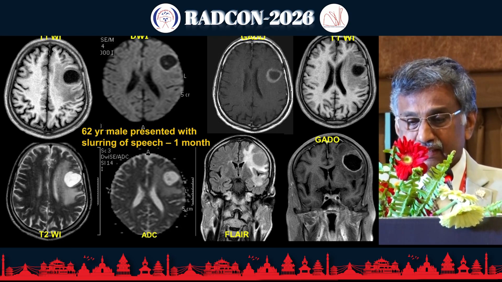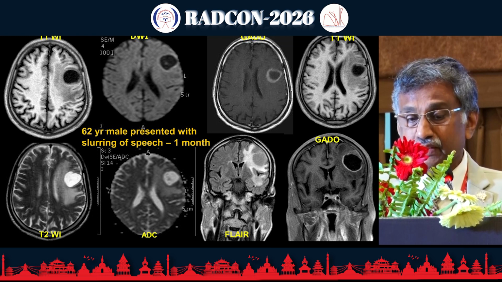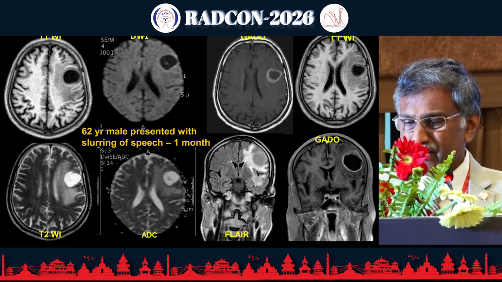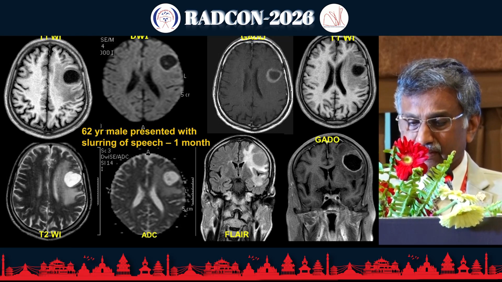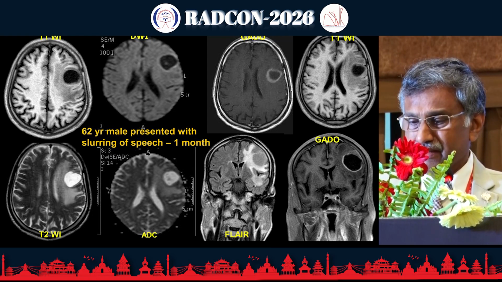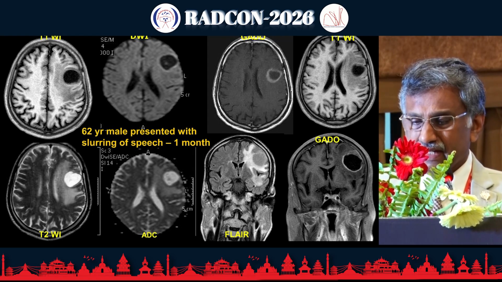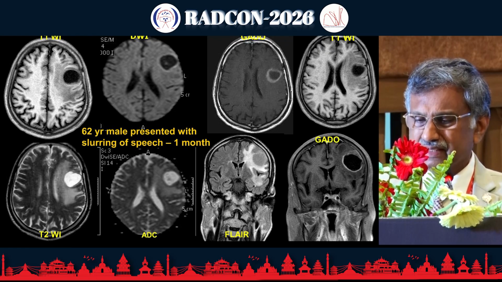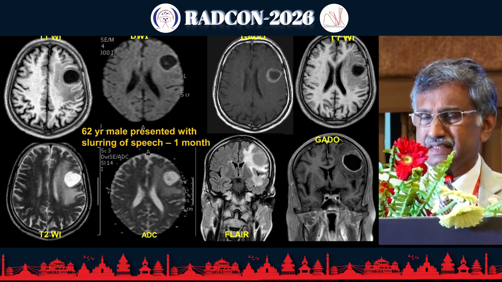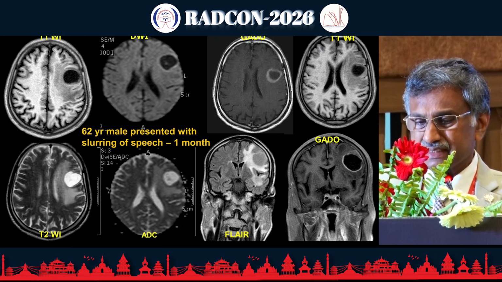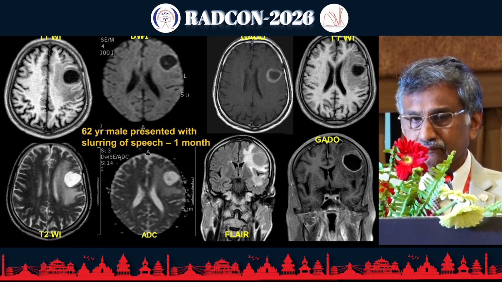Another case: a 62-year-old with well-defined cystic areas and a small suspicious lesion in the thick wall, looking like granulomatous lesions with a lot of edema. There is an eccentric nodule on the gadolinium study, with peripheral rim enhancement, similar to a cystic granuloma. The patient has slurring of speech because of that area.